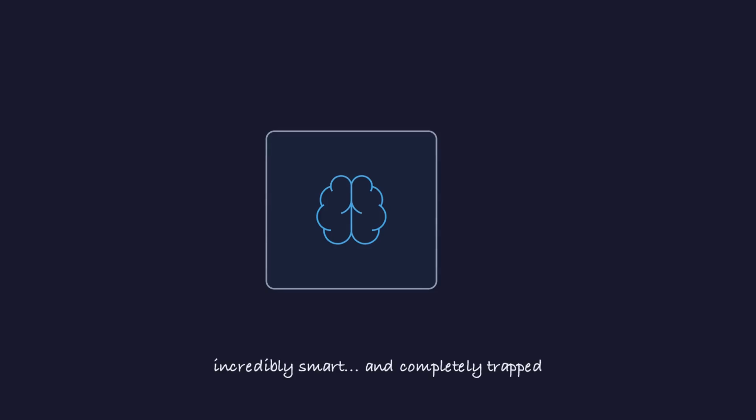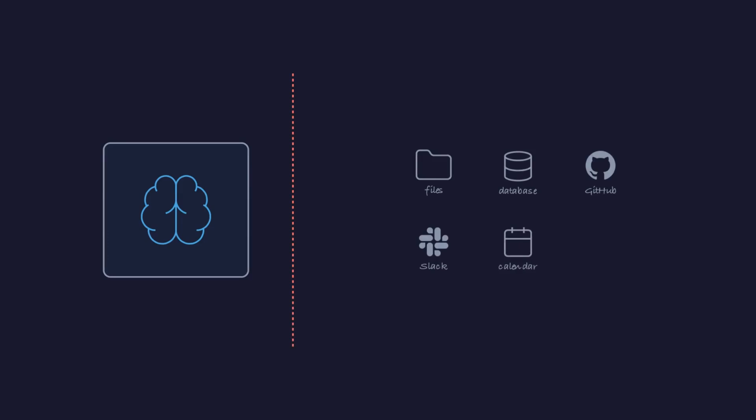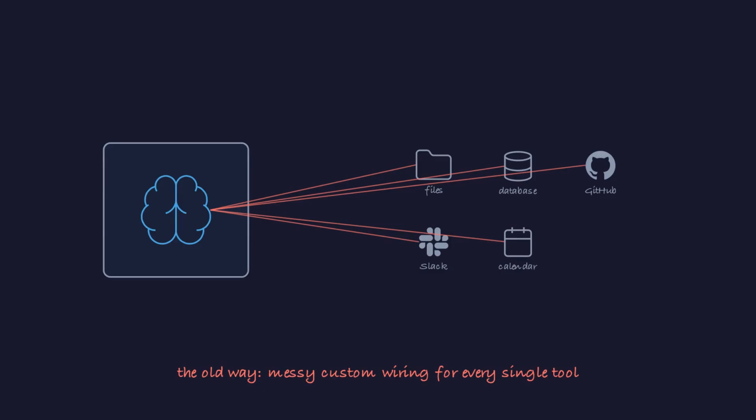A modern AI model is incredibly smart and almost completely trapped. On its own, it can't read your files, query your database, check your GitHub, send a Slack message, or look at your calendar. It's a genius locked in a box. For years, getting it out of that box meant building messy, custom wiring for every single tool.